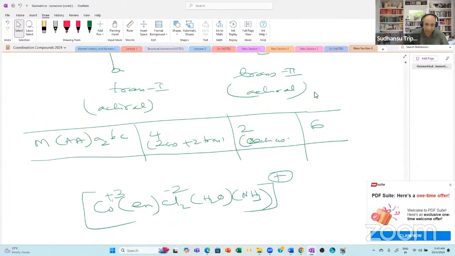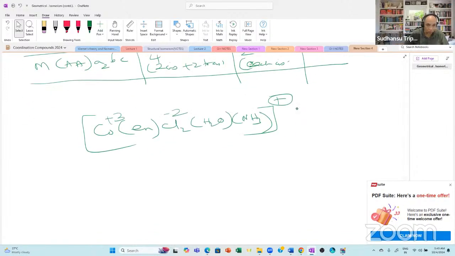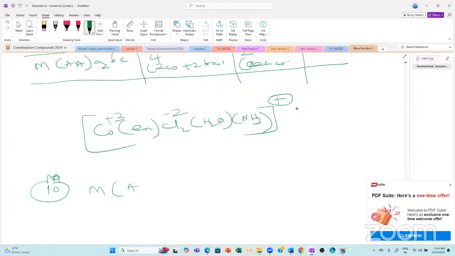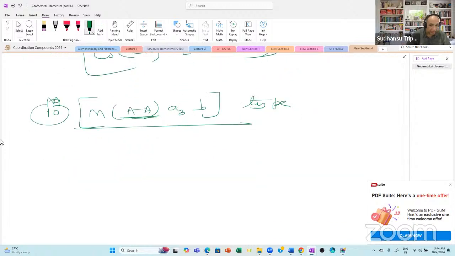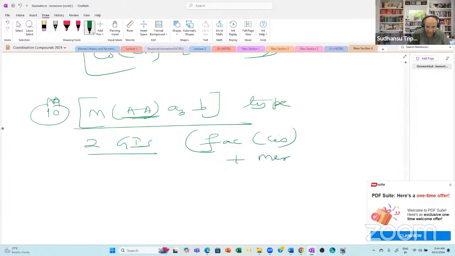So we are extending the table. Let's see how far we can go. This is M. This is point number 10. M, A, A3B. Same. Bidentate ligand 1 is continuing. But A3B, here the number will be small, only 2. FAC and MER. Some people call cis plus MER. And none of is dissymmetric or chiral.